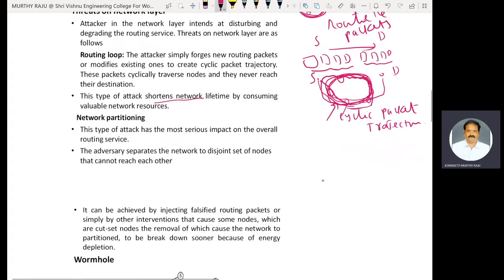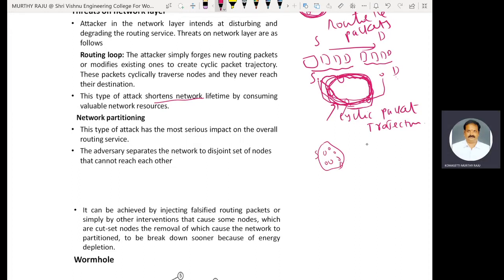Network partitioning is another attack at the network layer. This type of attack has the most serious impact on the overall routing service. The adversaries separate the network into disjoint sets of nodes that cannot reach each other. This is the original network. So many nodes are there. This is the source node. This is the destination node.